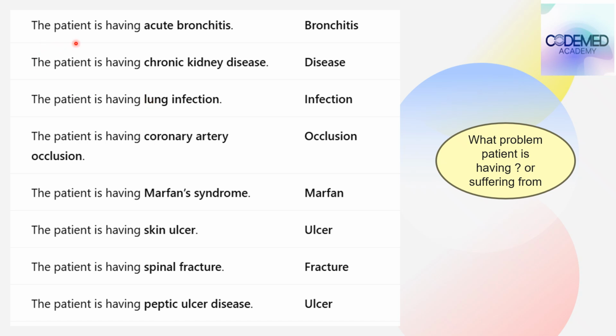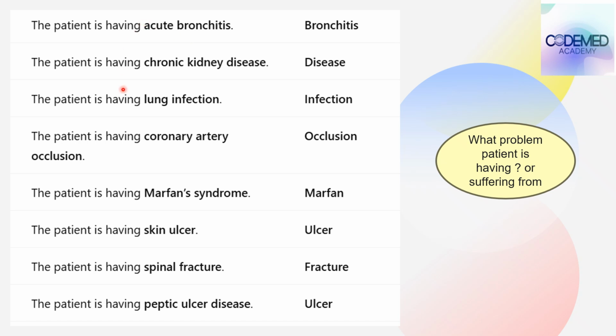Now, let us take the first example. The patient has acute bronchitis. If you ask the question, what is happening to the patient? Bronchitis is happening. Acute can't be happening. So bronchitis is the main term. Second, the patient has chronic kidney disease. What is happening to the patient? Disease is happening to the patient, not the chronic, not the kidney. So what are chronic and kidney, or what is acute? These are called subterms. Bronchitis is happening, but what is the nature of that bronchitis?